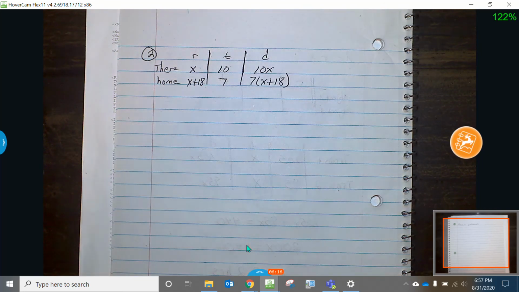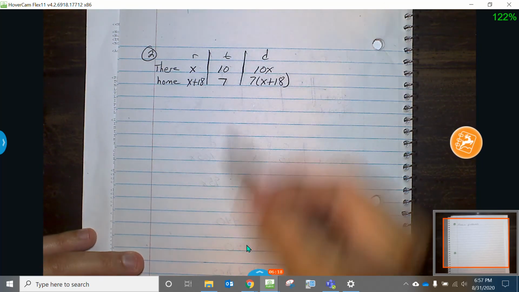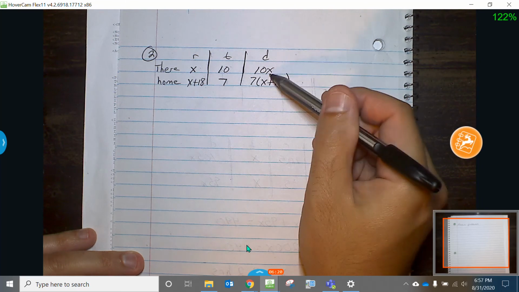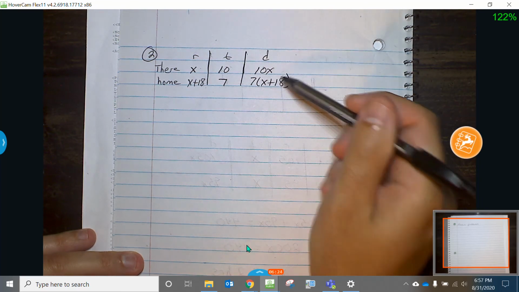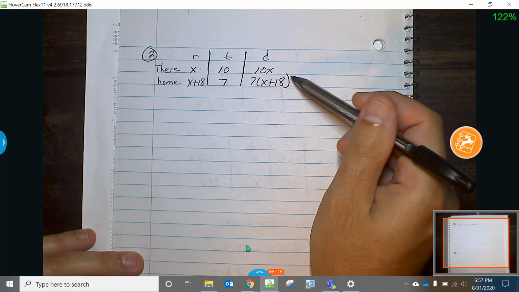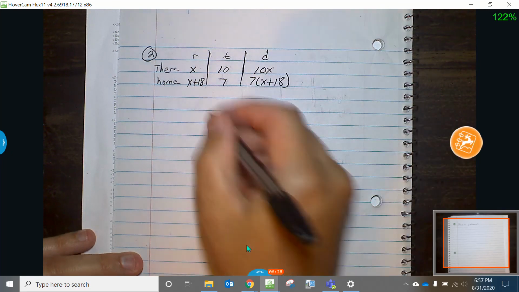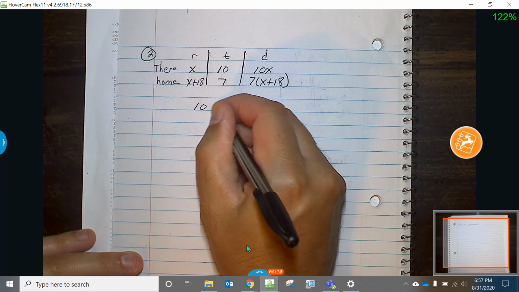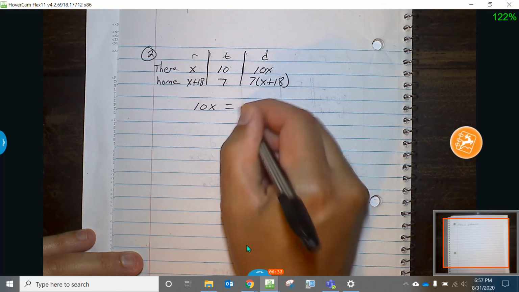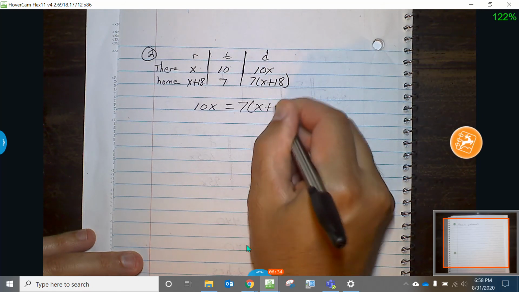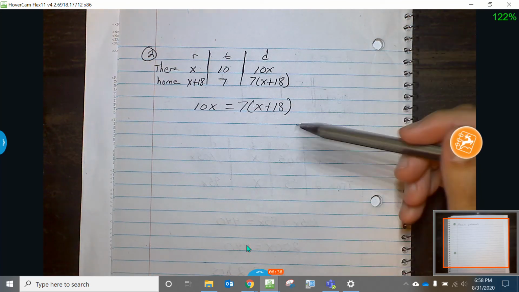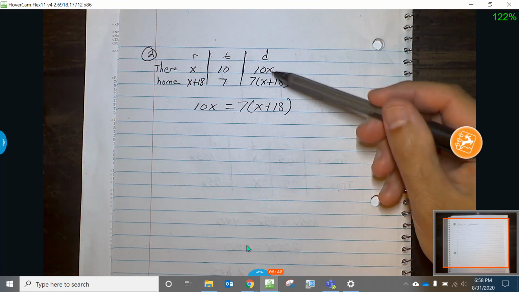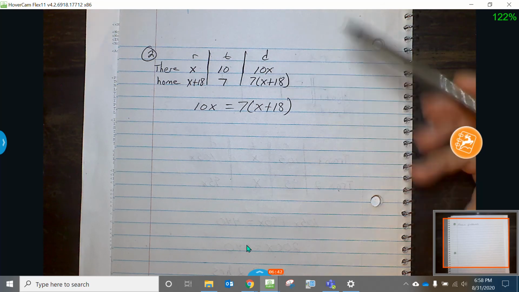And the key here is driving to this vacation spot and driving home, the distance they travel is exactly the same. So what we're going to do is set 10x equal to 7 times x plus 18. Because driving there and back, they're covering the exact same distance, so we know these have to be equal.